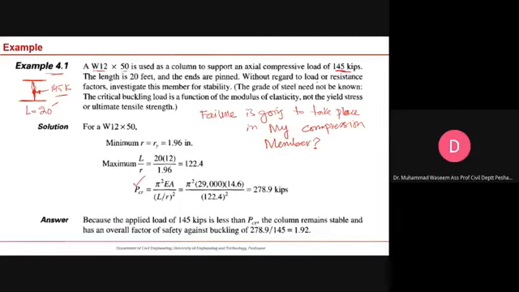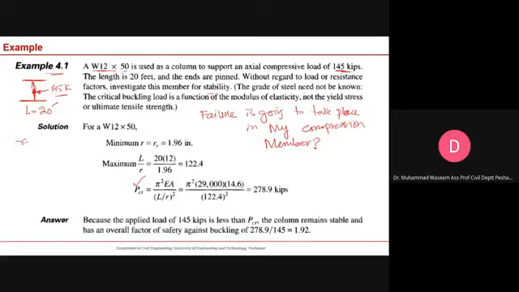Without regard to the load or resistance factor, investigate this member for stability. Okay, and it is further stated that the grade of the steel need not be known because the critical load is not a function of any yield stresses or any fracture stresses. So what we have to do is go to the manual and check what is the radius of gyration.